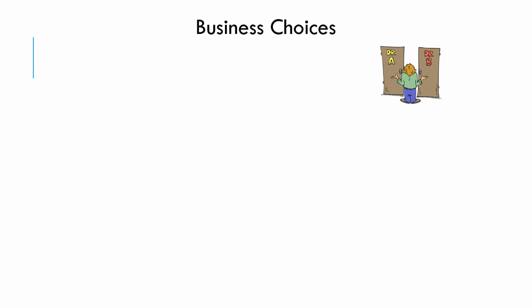So in this video, we're going to look at what we mean by a business choice in this context. We're going to talk about two things. We're going to talk about opportunity cost and we're going to talk about trade-offs. So let's start with opportunity cost.